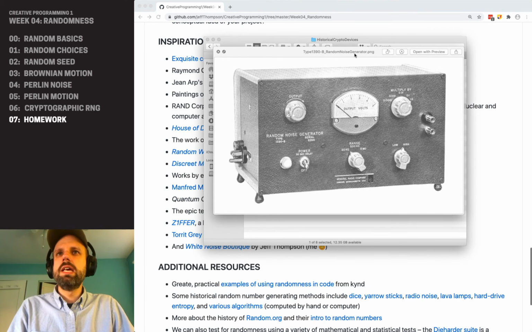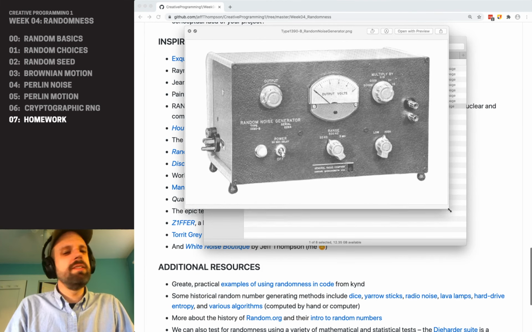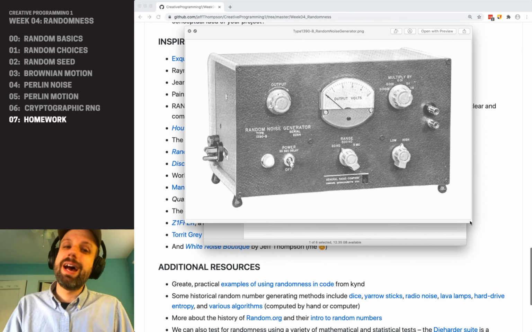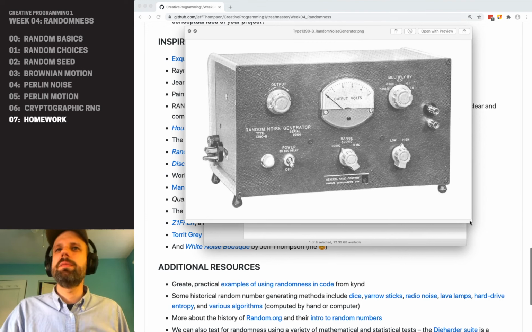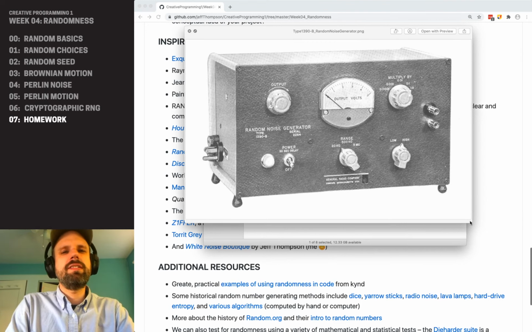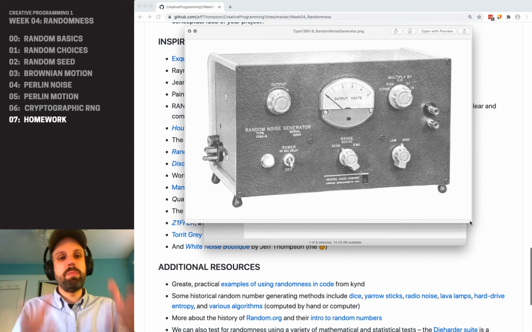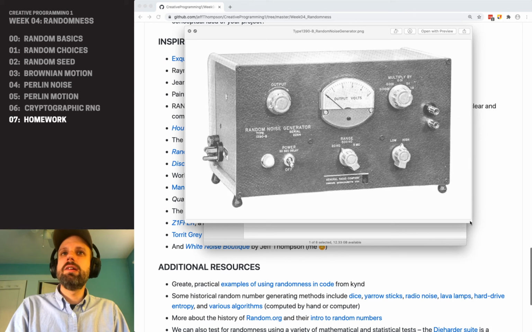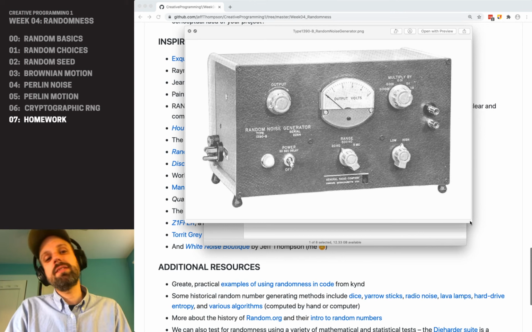And then lastly, I could easily spend ages talking about random numbers. This device doesn't seem, other than being beautiful, that important. But it was used to generate a really important book called A Million Random Digits by the Rand Corporation. And A Million Random Digits is literally that. It's a book of random numbers. And that seems so silly. This is in the 1950s.